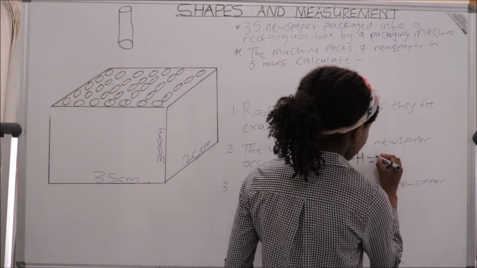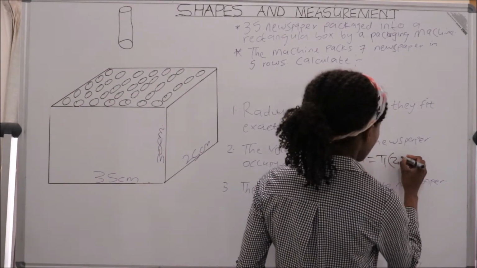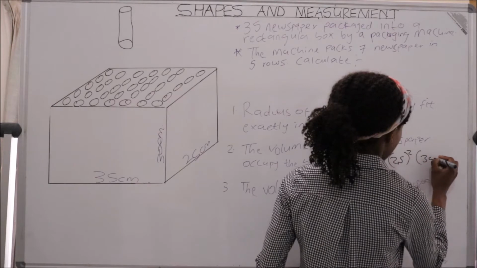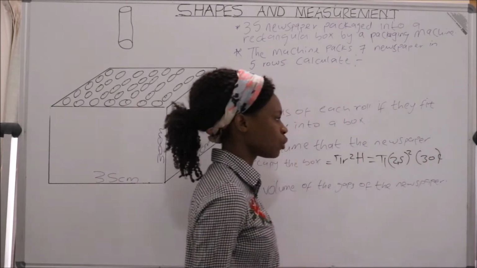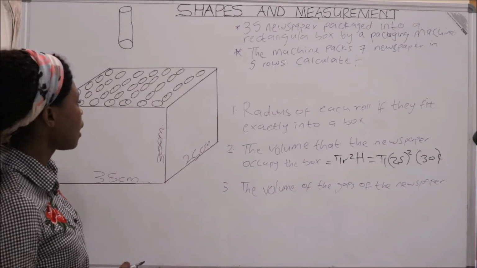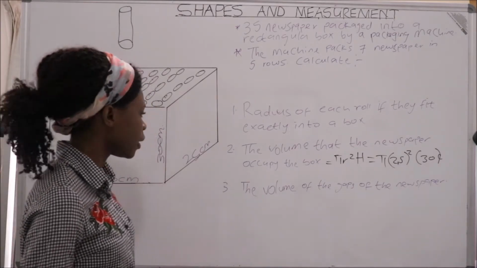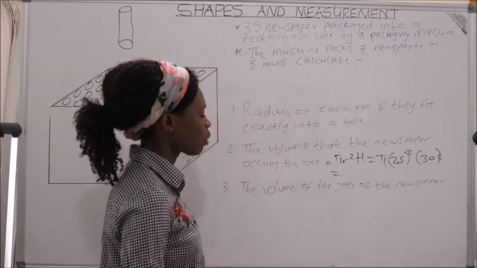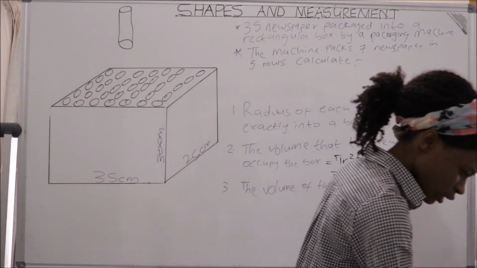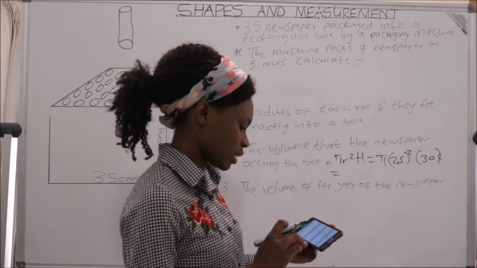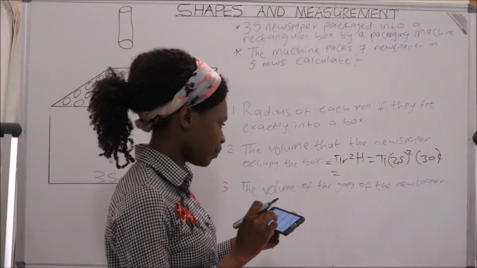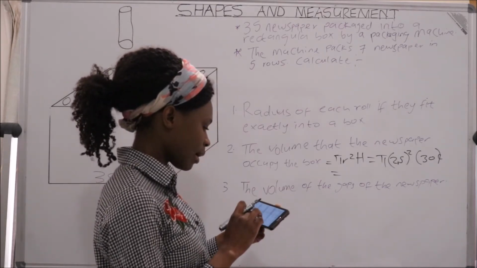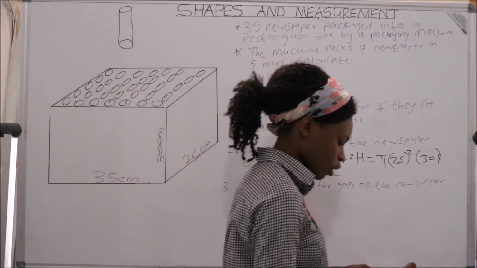So now we have our pi and our r. We have calculated it from the first question. This will be pi times 2.5 squared multiplied by h, of which I've explained that the h will be equal to the height of the rectangular box, as this newspaper roll fits into the rectangular box. So now we're just going to plug that into a calculator and get the answer. As I told you guys, I don't have a calculator, so I'll just use my cell phone. So this will be pi multiplied by 2.5 squared multiplied by 30, which will give us 589.05.